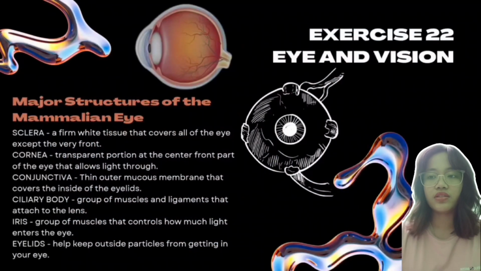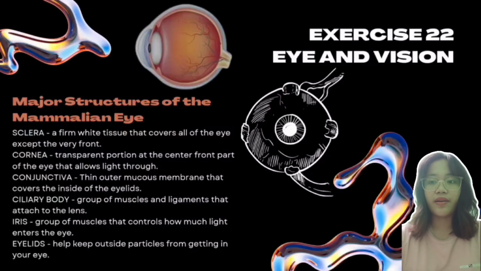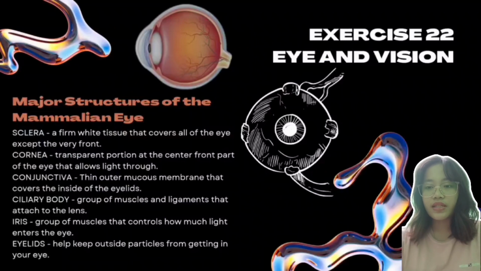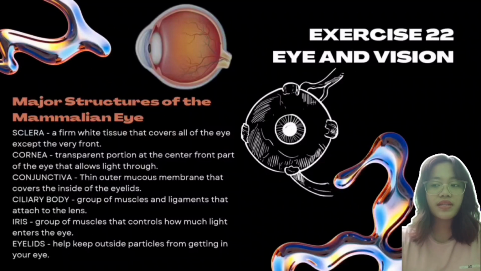Now let me discuss the major structures of the eye. First, we have the sclera, which is a firm white tissue that covers all of the eye except at the very front. Cornea, which is a transparent portion at the center front part of the eye that allows light through. Conjunctiva, which is the thin outer mucous membrane that covers the inside of the eyelids. Ciliary body, which is a group of muscles and ligaments that attach to the lens. Iris, which is the group of muscles that controls how much light enters the eye. And eyelids, which help keep outside particles from getting in your eye.